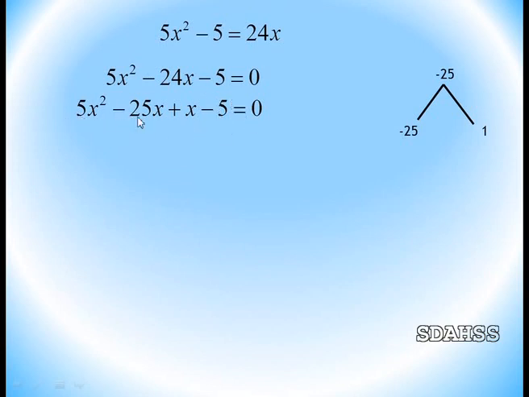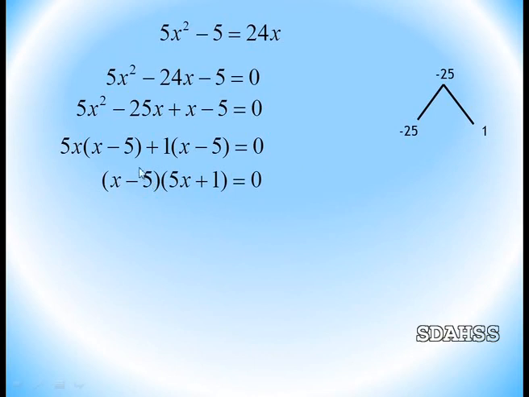In the first two terms, 5x is the common factor, so take outside. So you have 5x into x minus 5, plus in the last two terms 1 is the common factor, so take outside. So you have 1 into x minus 5 is equal to 0. Now x minus 5 is the common factor, so take outside. So you have x minus 5 into 5x plus 1 is equal to 0.